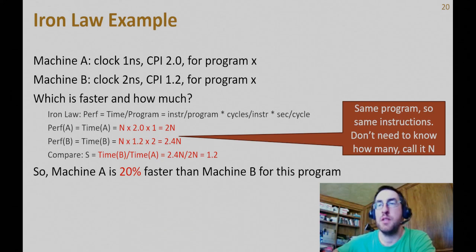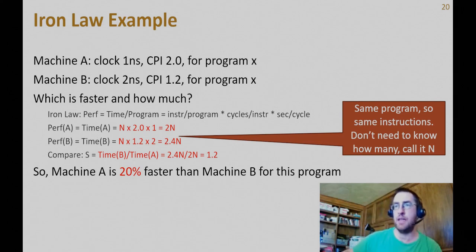So we'll put the bigger number on top to get a speedup. The speedup of A with respect to B is 1.2. So A is 1.2 times faster than B. And then we can take that 1.2 minus 1 and multiply it out by 100% and say 20% faster. Speedup is a unitless number.